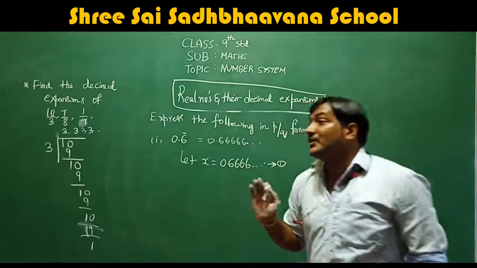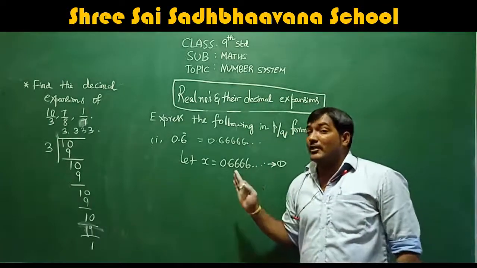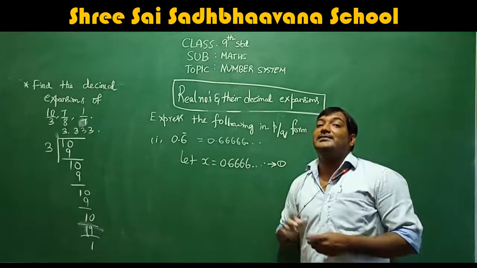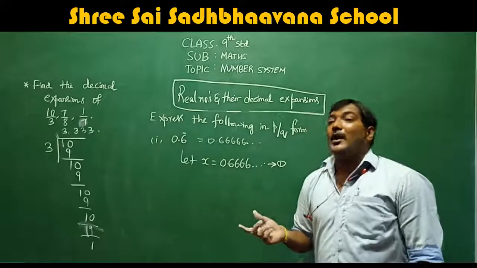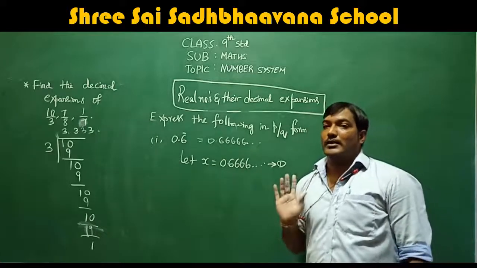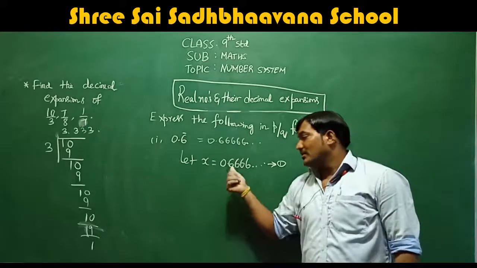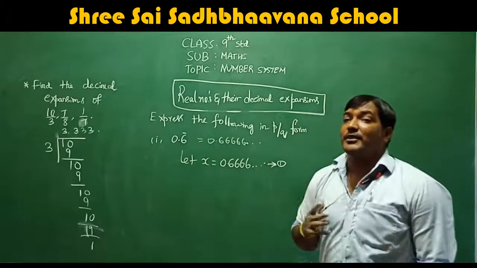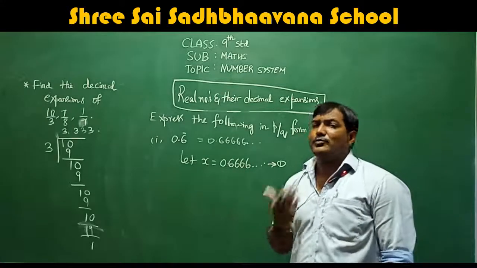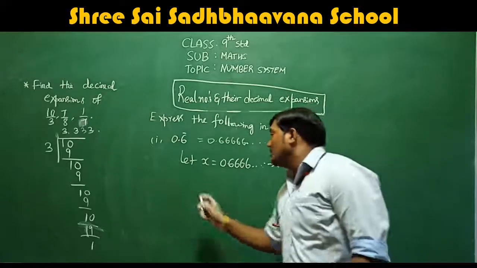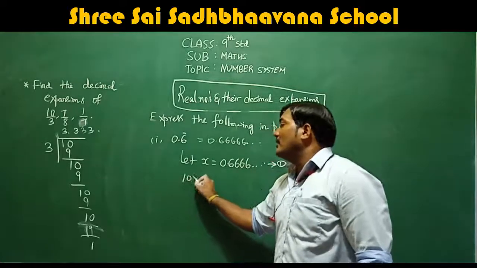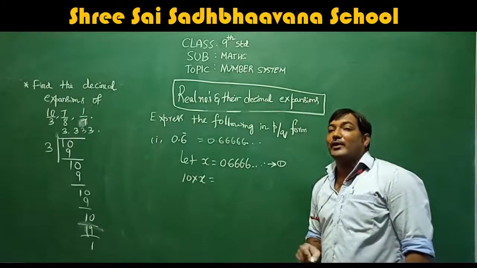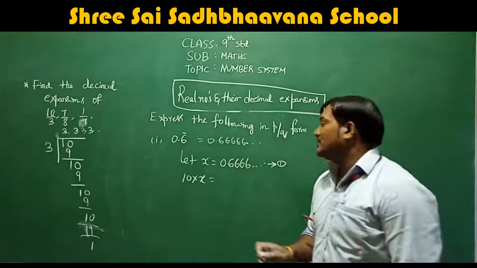Now here, the first thing you have to understand is which digit is repeating, whether it is a 2-digit number or a 1-digit number. We have to check it first. Here, only 6 is repeating. So 6 is what kind of number? Basically, it is a 1-digit number. So if it is a 1-digit number, multiply with 10. Understood? When it is a 1-digit number, you multiply with 10.